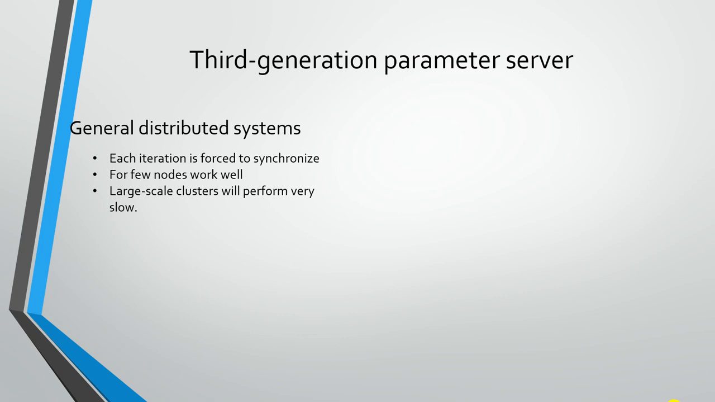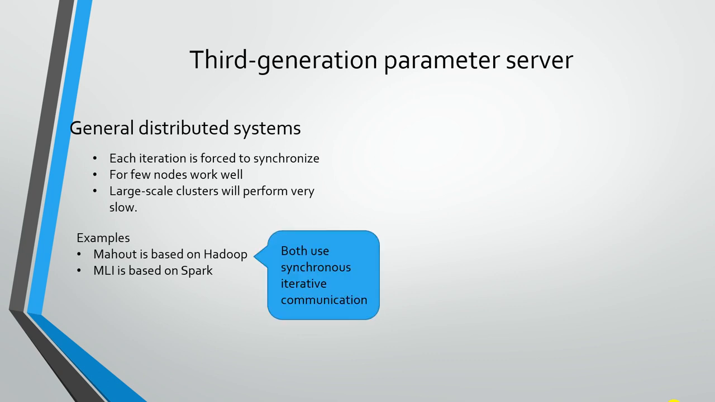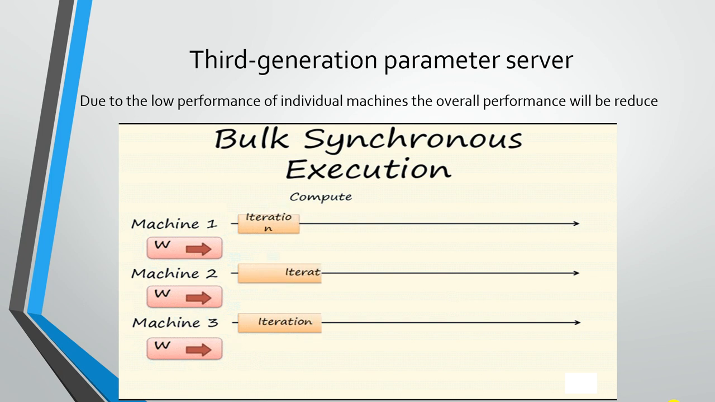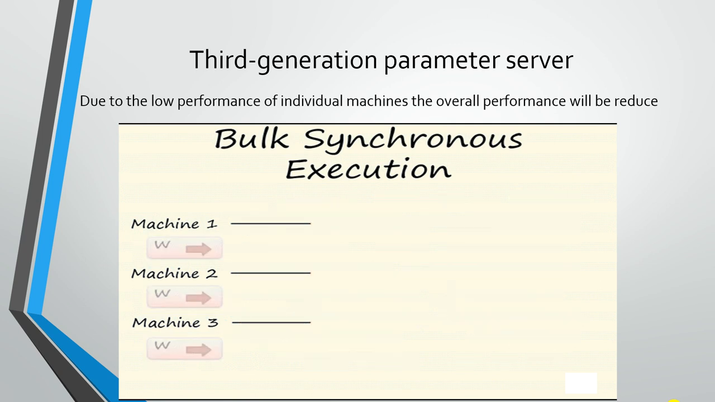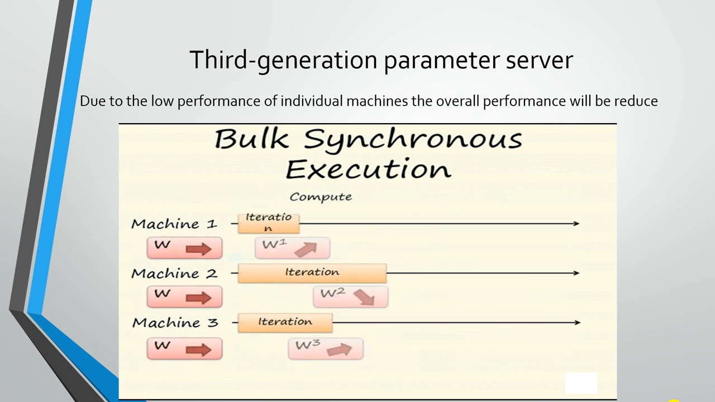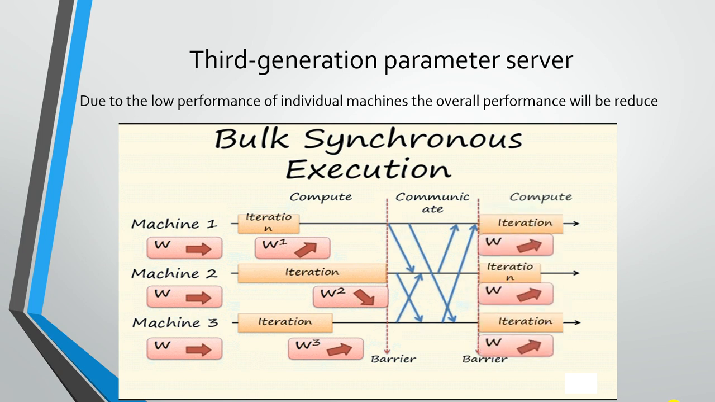These are some famous algorithms. Mahout is based on Hadoop, and MLlib is based on Spark. Both of them use a framework of iterative MapReduce. They can maintain the state between iterations, and the execution strategy is also more optimized. However, because the methods use synchronized iteration communication, it is very easy to reduce the overall performance because of the low performance of individual machines.